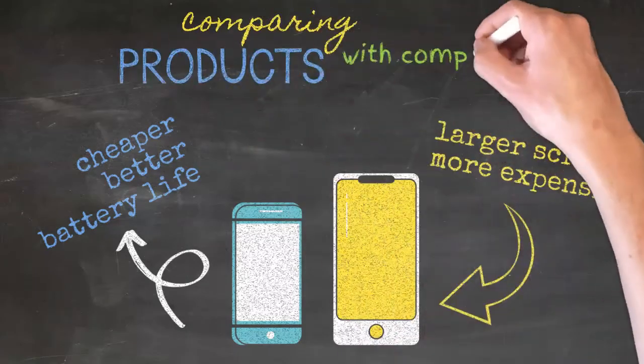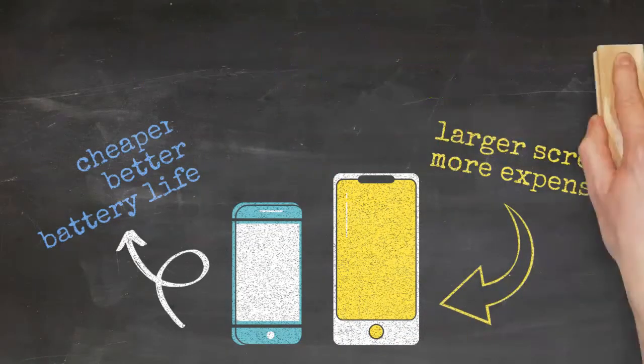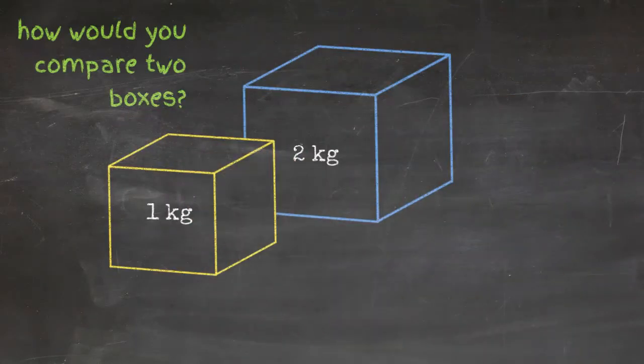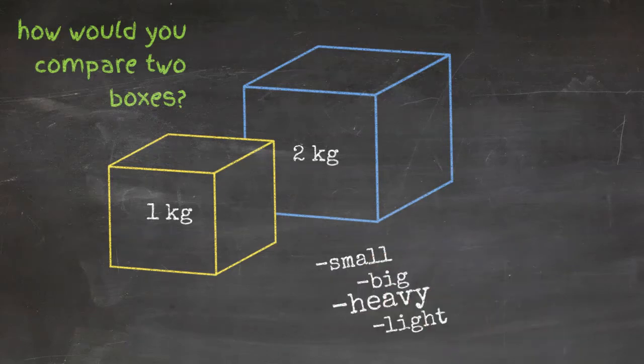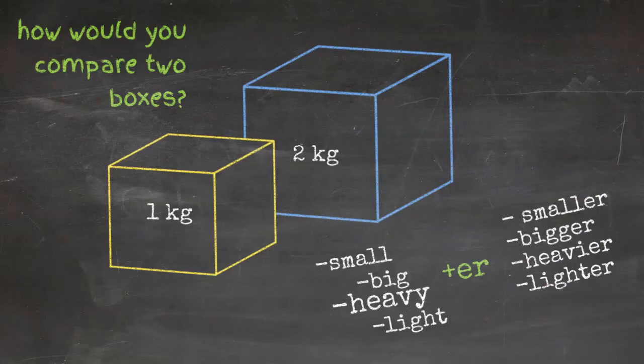In this lesson, we will learn how to compare products using comparative adjectives. So, how would you compare two boxes? Well, we can use the adjectives small, big, heavy, and light. And to compare, we can add an er at the end of the word for the comparative adjectives. So, we get smaller, bigger, heavier, and lighter.